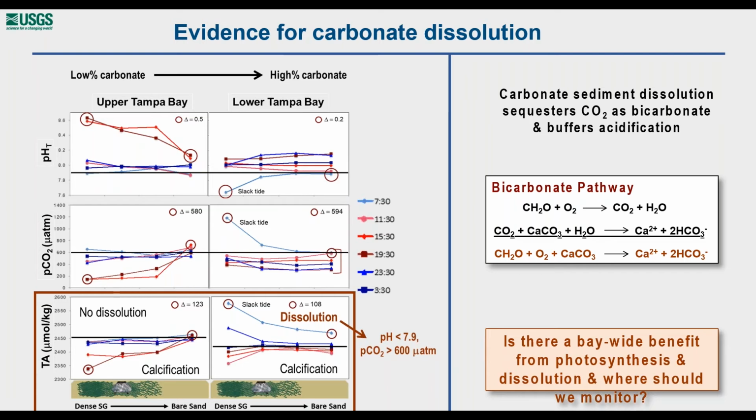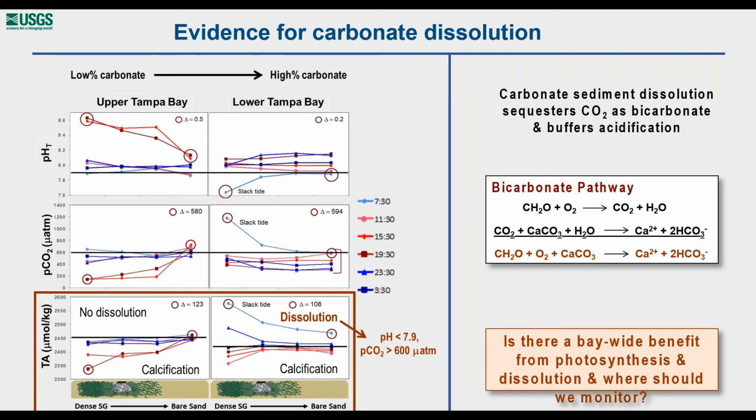We're particularly interested in carbonate dissolution because it sequesters CO2 as bicarbonate and buffers acidification. It also has some blue carbon implications. This can happen in seagrass beds through a process that we call the bicarbonate pathway. Seagrass rhizomes can release oxygen into the sediments, which oxidizes organic material and produces CO2. That CO2 dissolves carbonate into calcium and bicarbonate ions, which increases alkalinity and buffers pH. And so we can use total alkalinity as a proxy for calcification and dissolution.